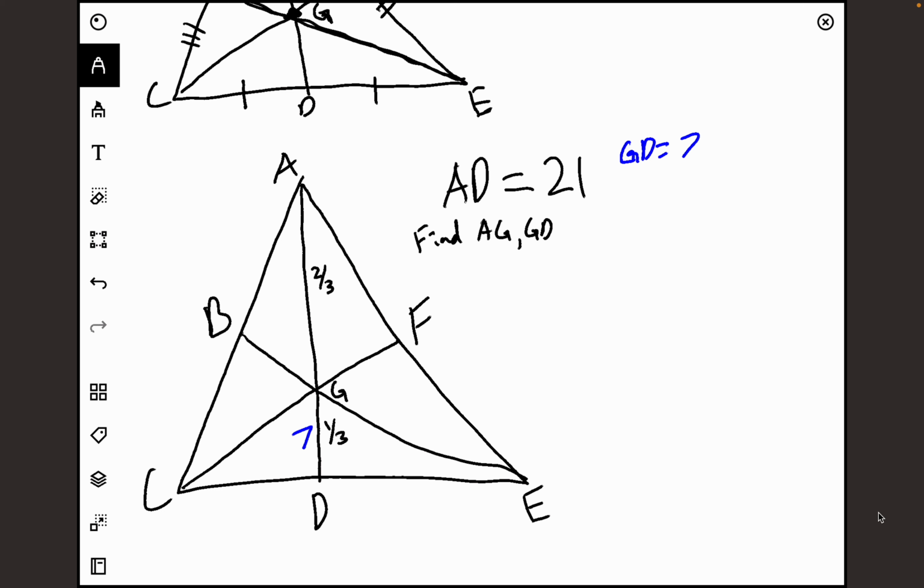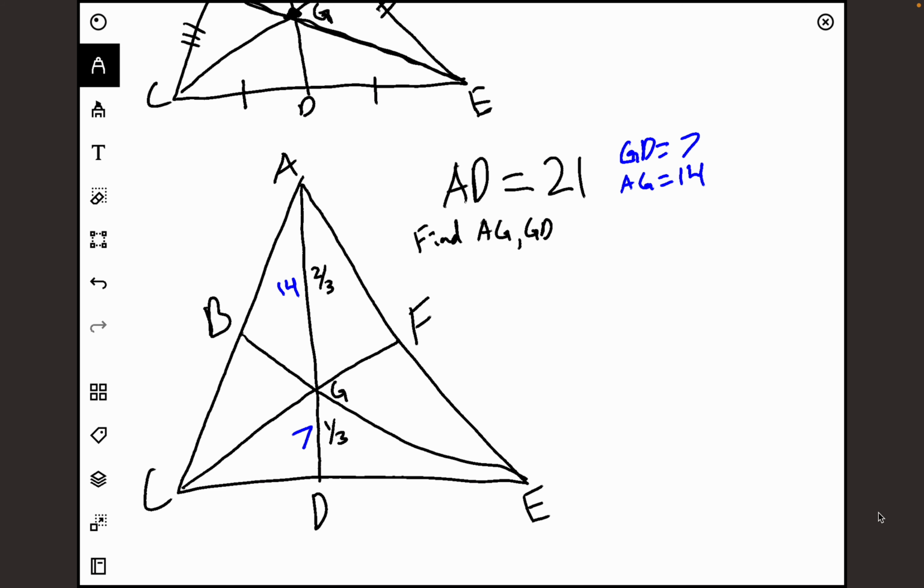Now, how can I figure out what my AG is? If 1/3 of the value is 7 and we need to find 2/3, let's just multiply this times 2. So what's 7 times 2? 14. Is 14 plus 7 21? Perfect. We're good then. So that means we found those two values.